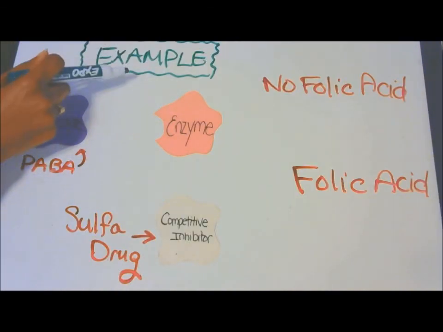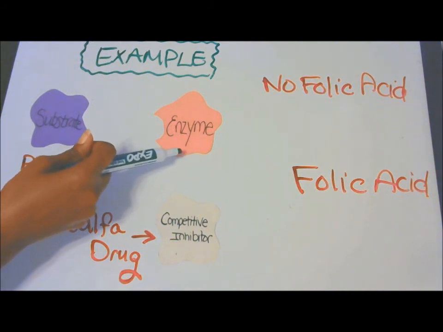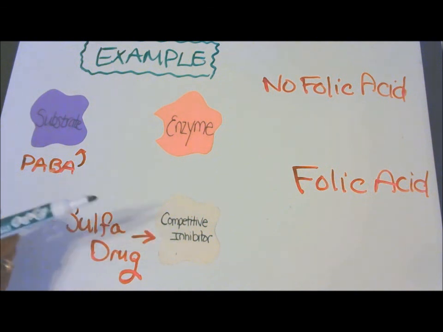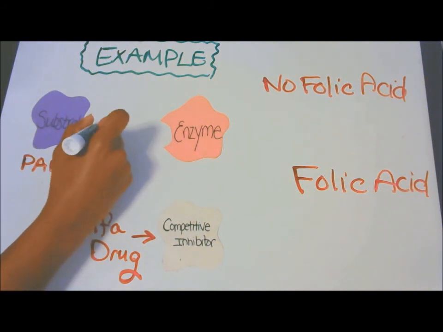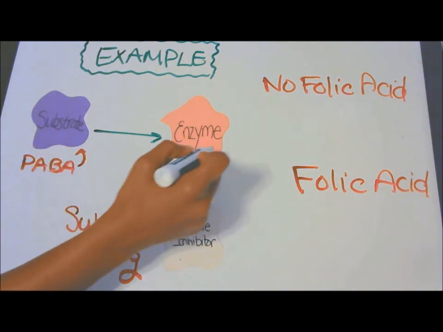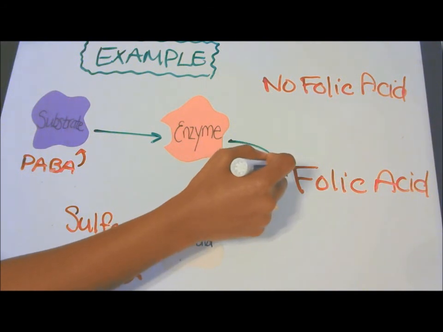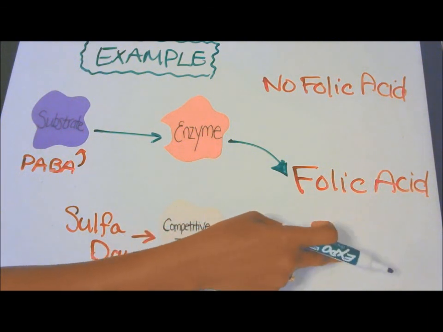So here we have an example. We have our substrate PABA, which is para-aminobenzoic acid. We have our enzyme and our sulfa drug, which is our competitive inhibitor. Our sulfa drug here is sulfanilamide. So our substrate binds to the active site of the enzyme, thus producing folic acid. Folic acid is a coenzyme that is needed for bacterial growth.